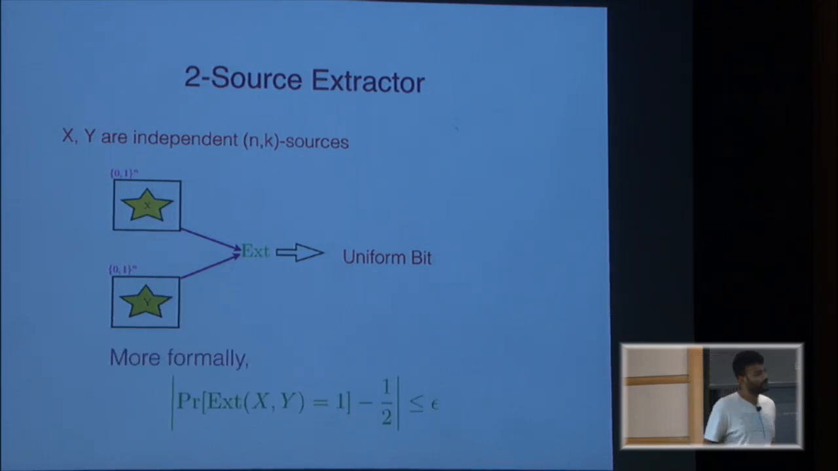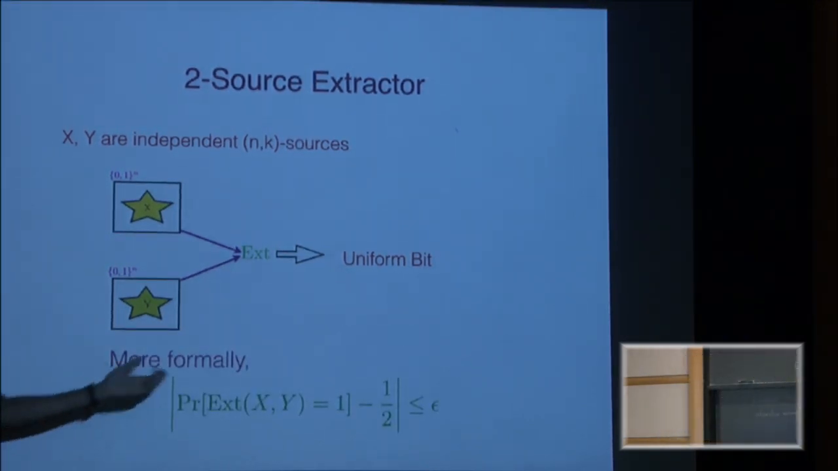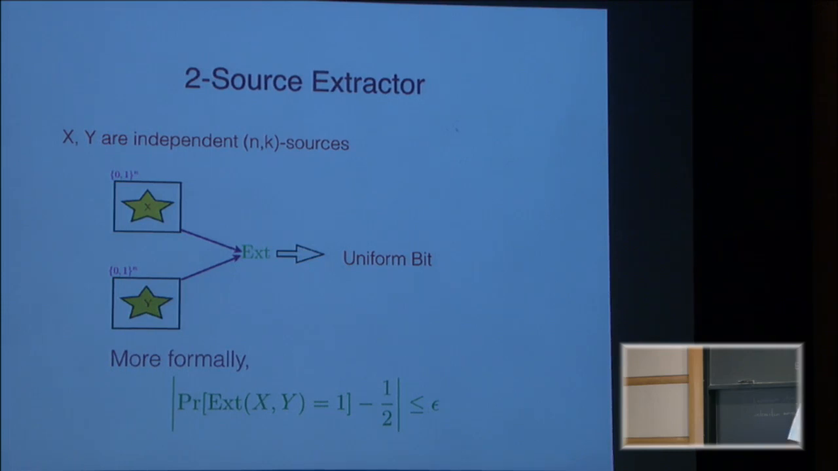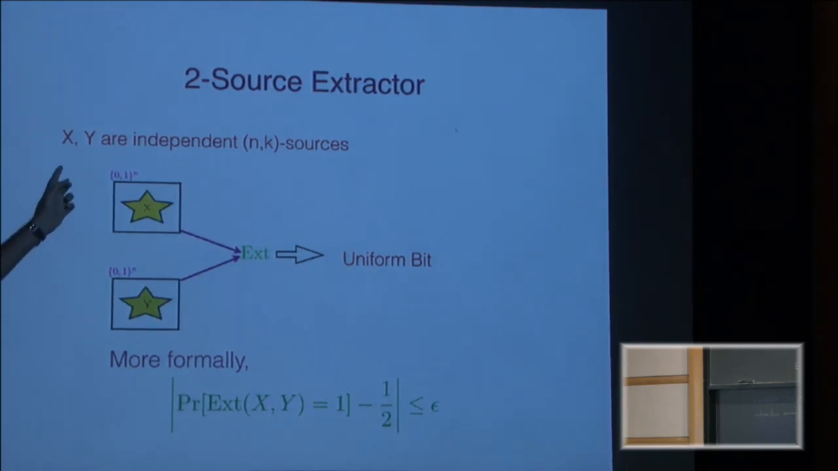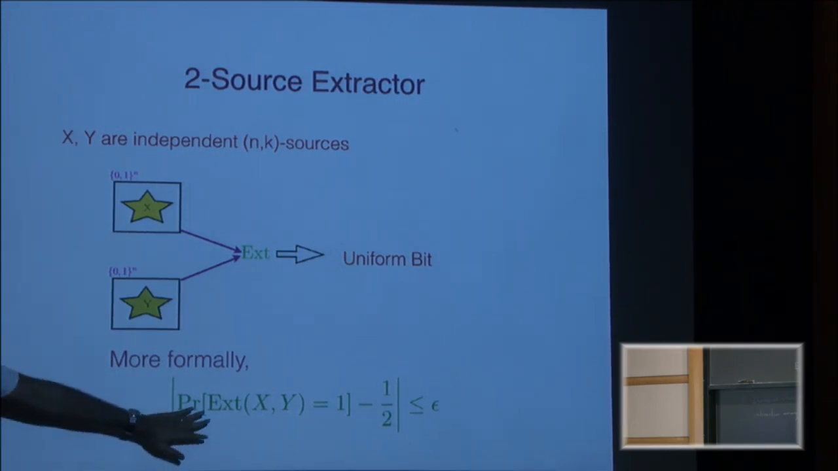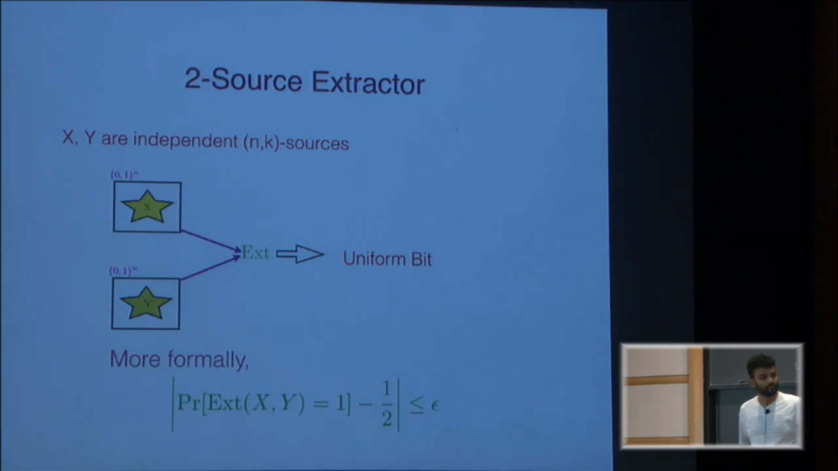So more formally, you want a bit which is close to uniform. For any x and y which are independent and have entropy at least k, the extractor outputs 1 with probability close to 1/2. Sorry? And not identical distribution. No, they're not identical. Yeah. Yes.